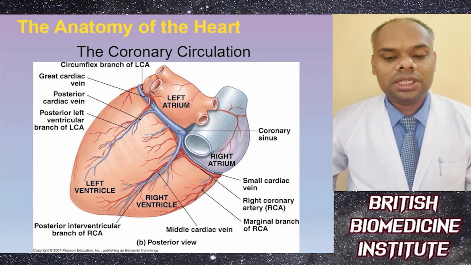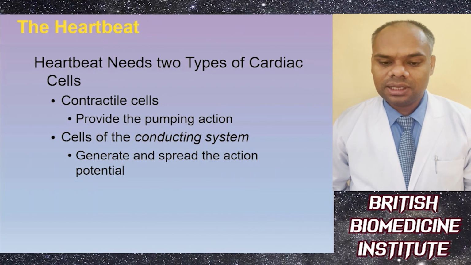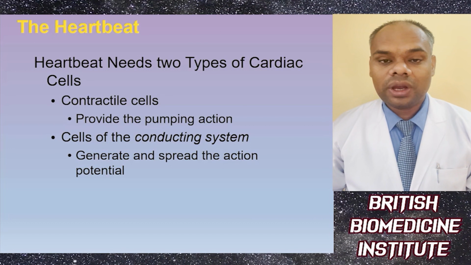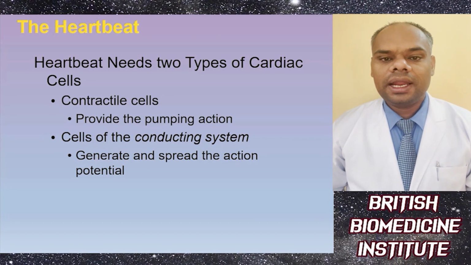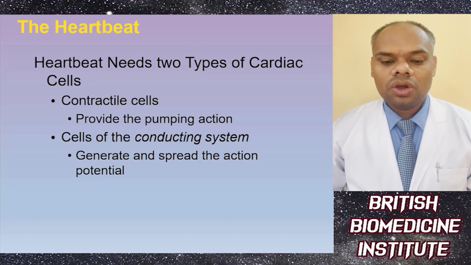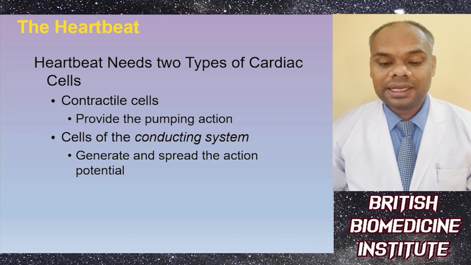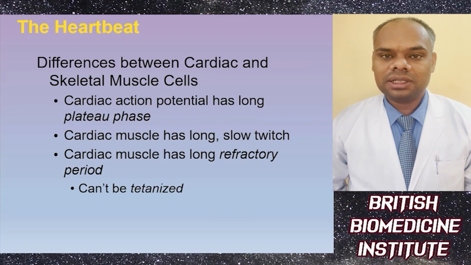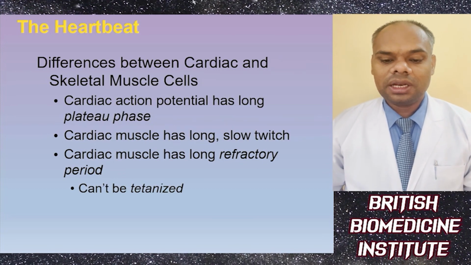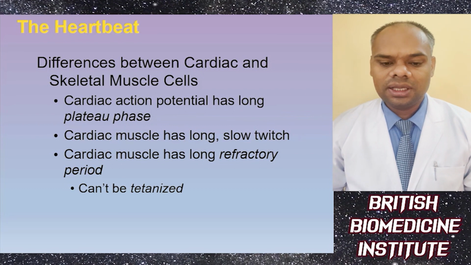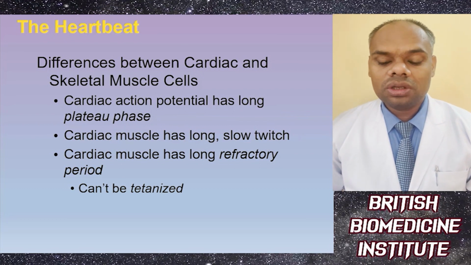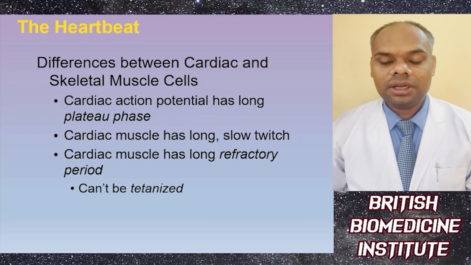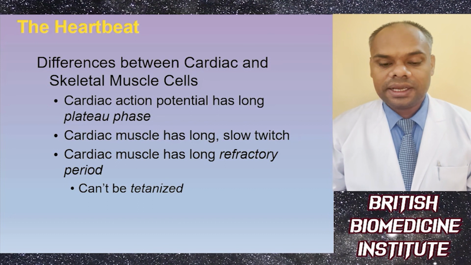So the heartbeat needs two types of cardiac cells. Basically, the first one is your contractile cells, which provide the pumping action, and the second one is your conducting system, which generates or spreads the action potential. The differences between cardiac and skeletal muscle cells are: the cardiac action potential has a long plateau phase. Cardiac muscles have a long, slow twitch. Cardiac muscles have a long refractory period and they cannot be tetanized.